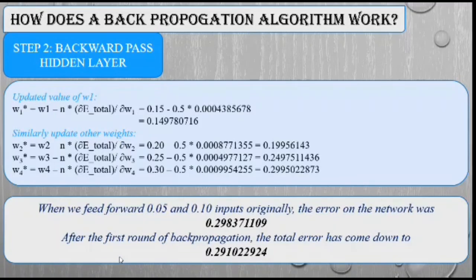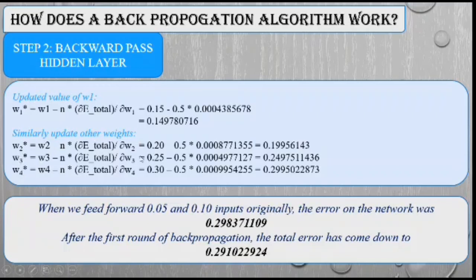So you need to calculate the updated value. Now what you do is use the same formula, that is the gradient descent formula: new value is equal to old value minus learning rate into the gradient. So the new value W1 star, where the old value is W1, the learning rate is 0.5, and the gradient we have calculated just now is 0.00043. When you solve this, you get the new value of W1 as 0.149. Similarly, find the values for W2, W3 and W4.